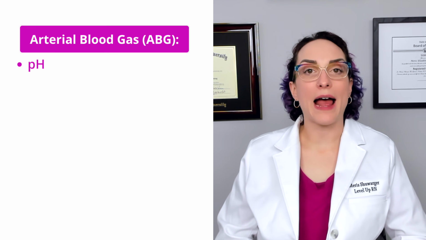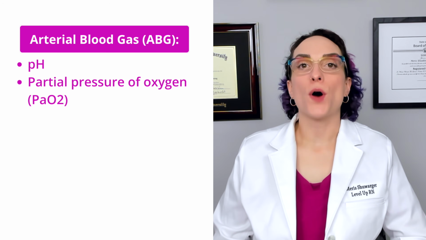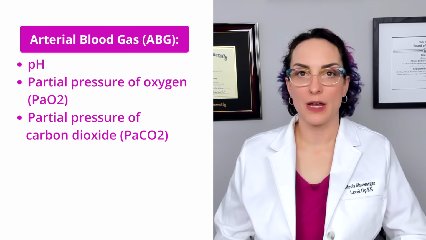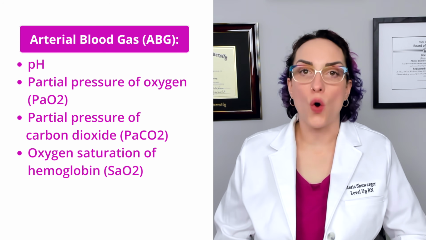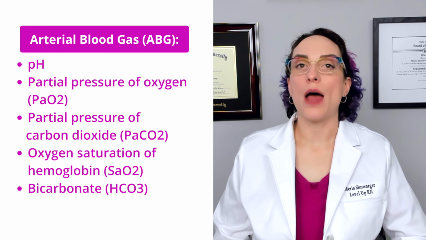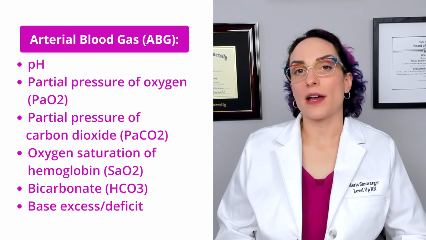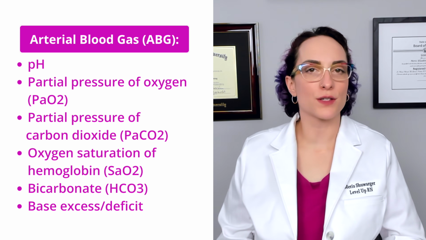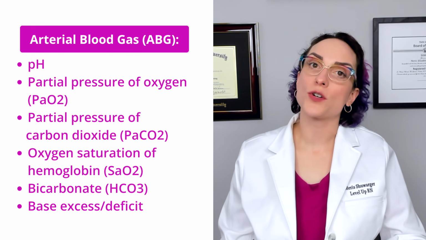We're also going to look at the partial pressure of oxygen, PaO2, the partial pressure of carbon dioxide, PaCO2, the saturation of hemoglobin with oxygen, SaO2. We're going to look at bicarbonate, HCO3, and we're also going to look at something called the base deficit or excess. So you'll hear that called the base deficit, or BE for base excess sometimes. Just depends on your facility what they call it. But these are the different components that are going to go into our arterial blood gas.